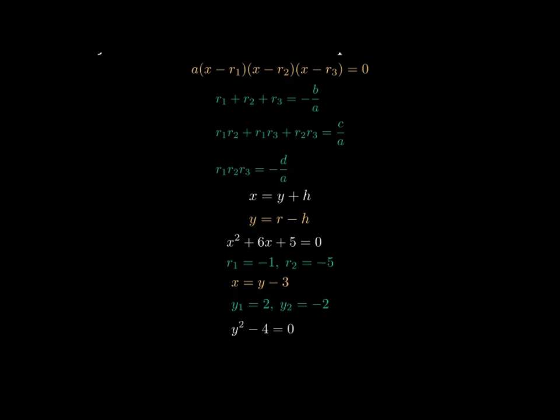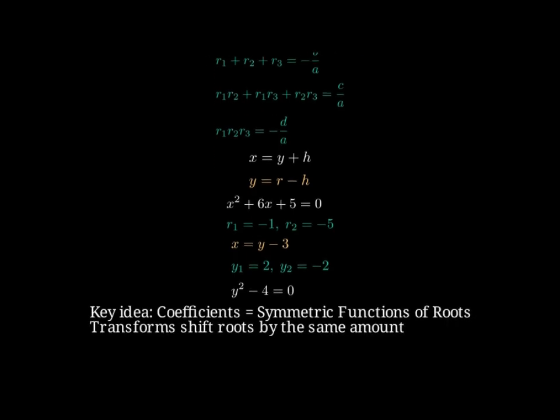Summary: the coefficients of a polynomial are symmetric functions of its roots. For quadratics, the sum and product of the roots match negative b over a and c over a. For cubics, the symmetric sums match b, c, and d over a. And when we transform x to y plus h, every root shifts by negative h.